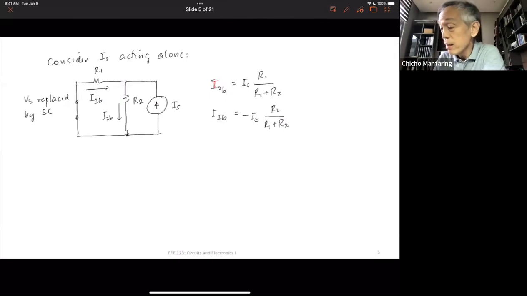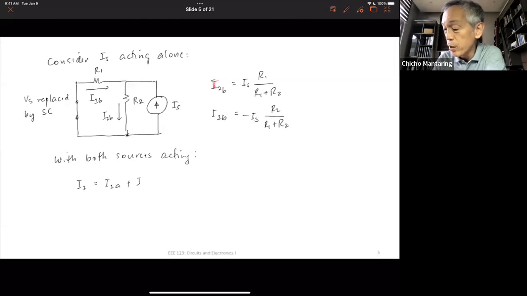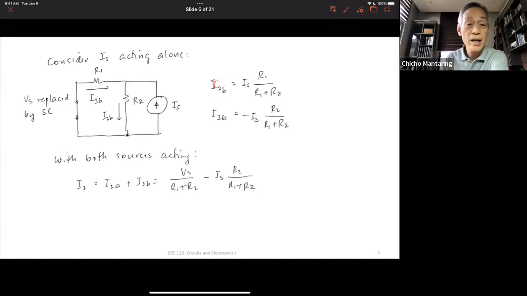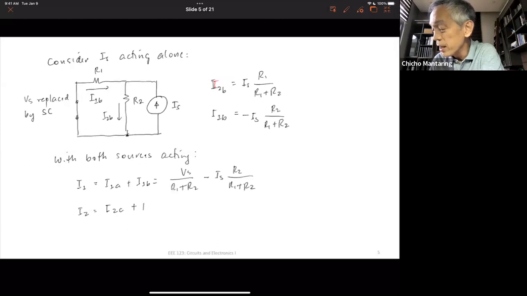Okay, so now I can get my total I1 and I2, no? So with both sources acting, what is I1? I1 is equal to I1A plus I1B, no? Now I1A is equal to VS over R1 plus R2, and then I1B is now minus IS R2 over R1 plus R2. That's I1, no? And then I2 now is I2A plus I2B. Okay, so I2A is VS over R1 plus R2 plus IS R1 over R1 plus R2.